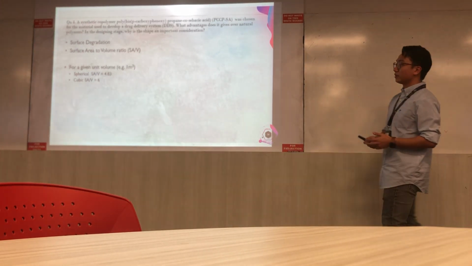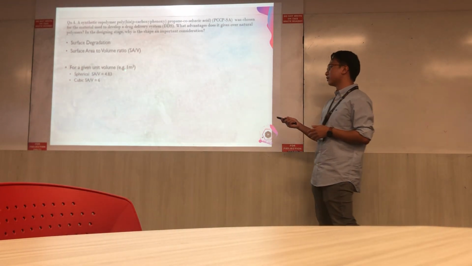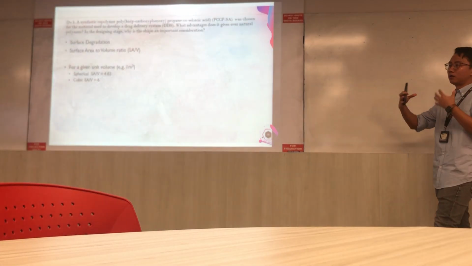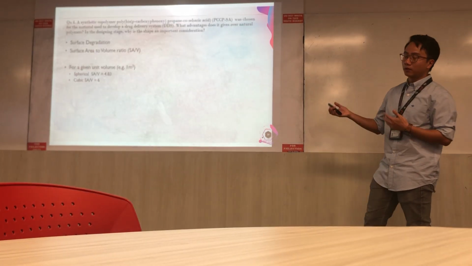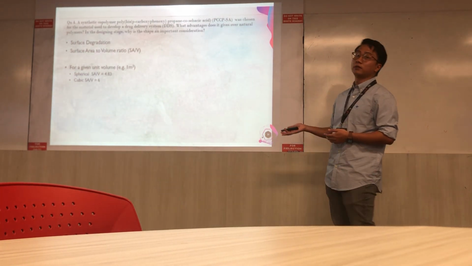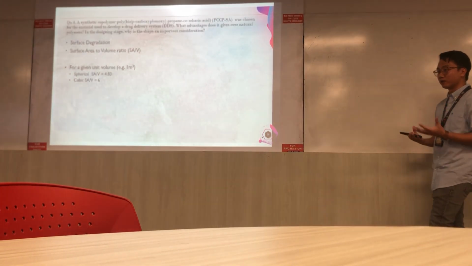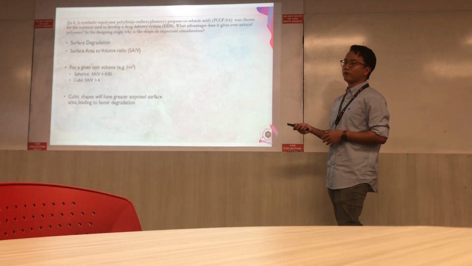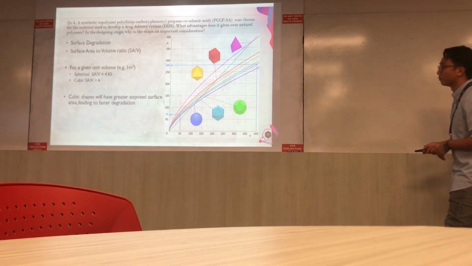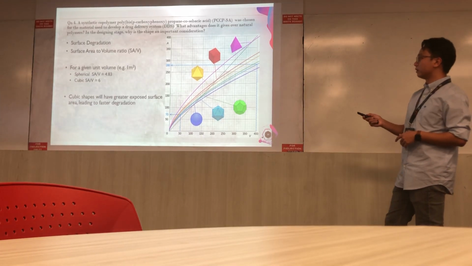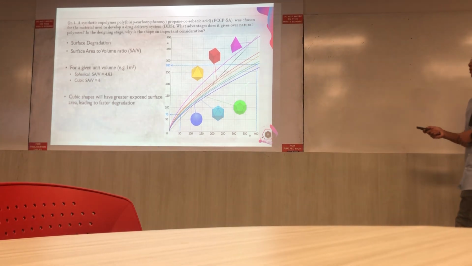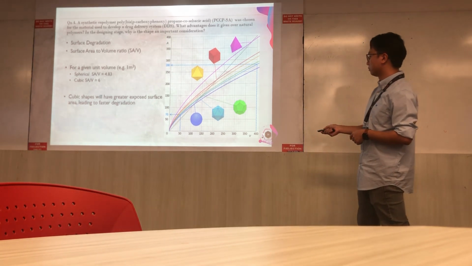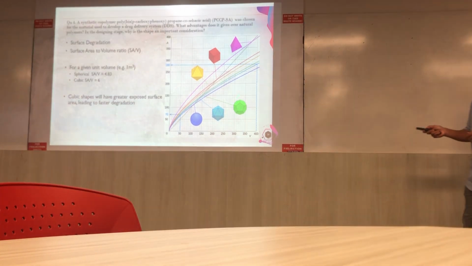You understand? Alright, so with the same volume, by just changing the shape, I have different surface area. The larger my exposed surface area, the more points of attack by water or hydrolysis can happen, the faster the degradation, because it's surface degradation. And in fact, the sphere is the one with the smallest surface area to volume ratio. So if you find all the surface area to volume for all these shapes, you realize that the sphere actually has the lowest.